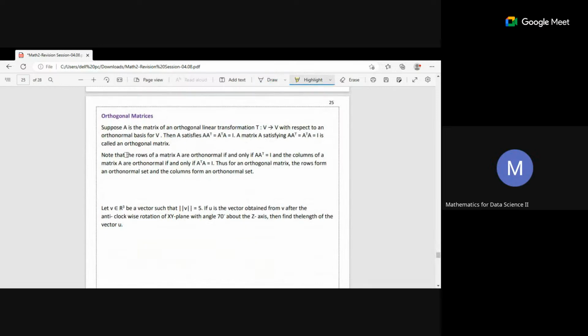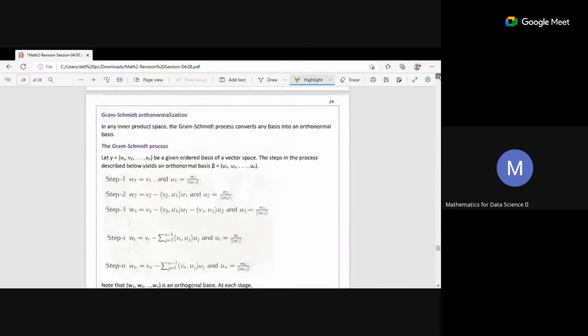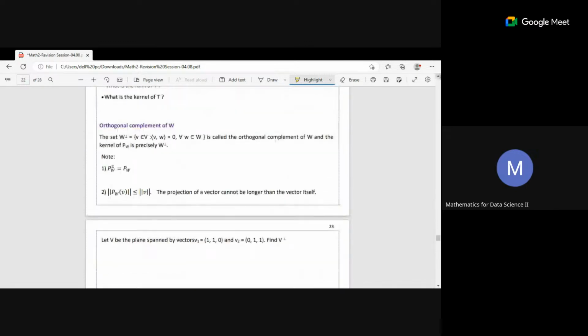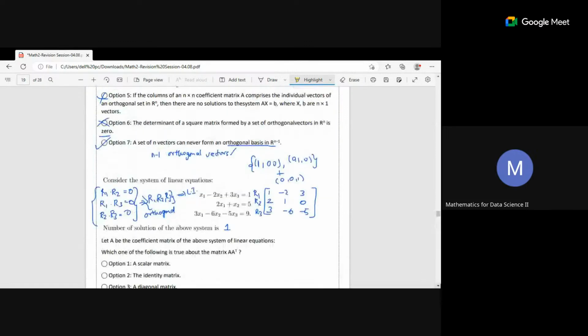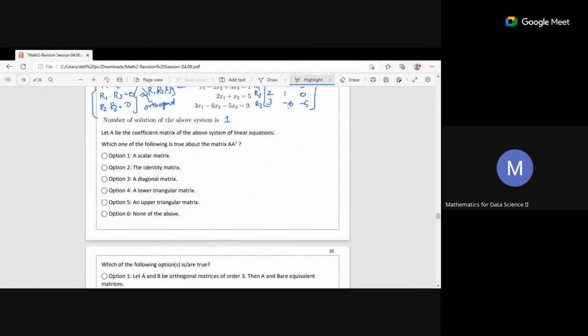See, the rows of a matrix A are orthonormal if and only if A A transpose is equal to identity. And if they are just orthogonal, then A A transpose will be some scalar matrix. In this case, your A A transpose will be some scalar matrix because they are just orthogonal, not orthonormal. So what is the answer? It is a scalar matrix. It is a diagonal matrix. It is a lower triangular matrix. It is an upper triangular matrix.